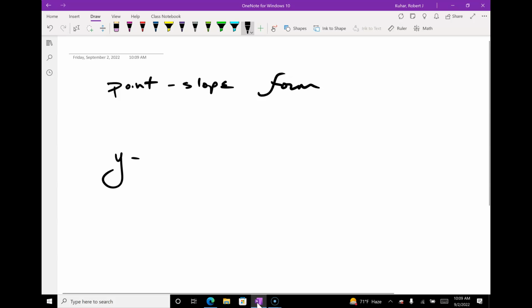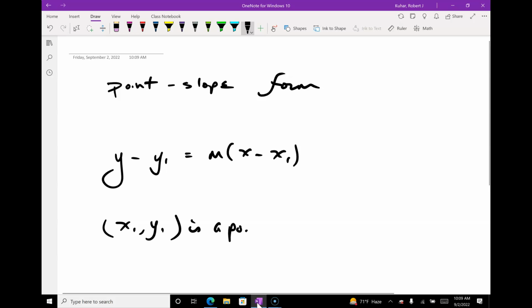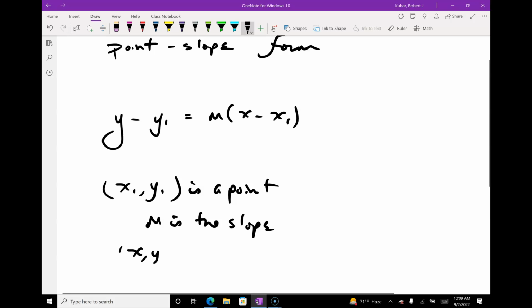It's y minus y1 equals m times x minus x1, right? So x1, y1 is a point. M is the slope. And x and y are variables. So x, y stands for every point on the line. x1, y1 is a specific point on the line, right? And slope, of course, is calculated with two points, right?